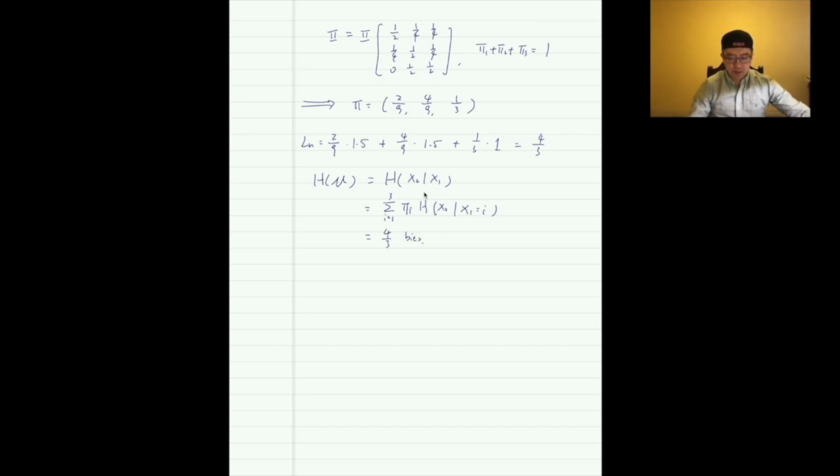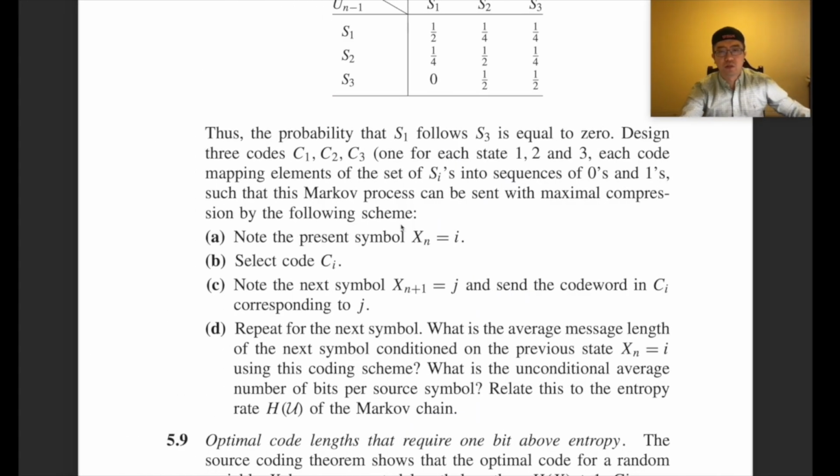This equals our Ln, and therefore we can conclude that by using this coding approach, the maximum compression is achieved, which is stated here. So this maximum compression can be achieved.